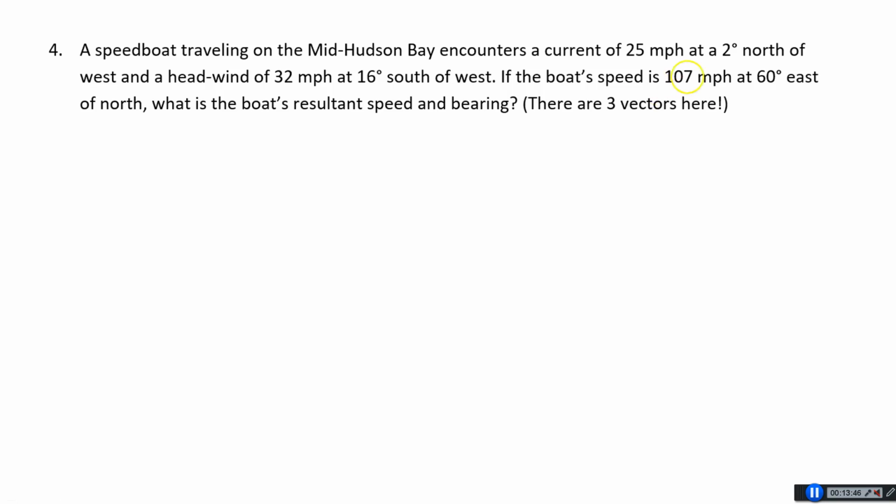So we've got 3 vectors going on here. This is why I think it's important to make these lists, right? We have the boat, we have the current, and we have the wind. Okay. So the boat is heading at 107 miles per hour, 60 degrees east of north. So 60 degrees east of north looks something like this, 60 degrees. And they tell us it's going at 107.